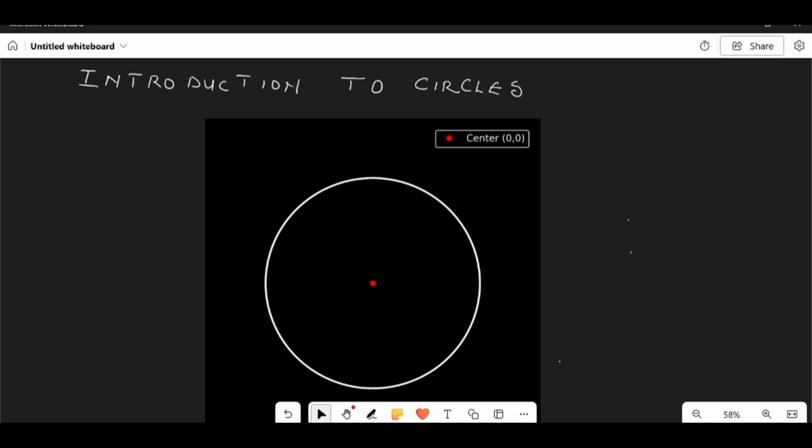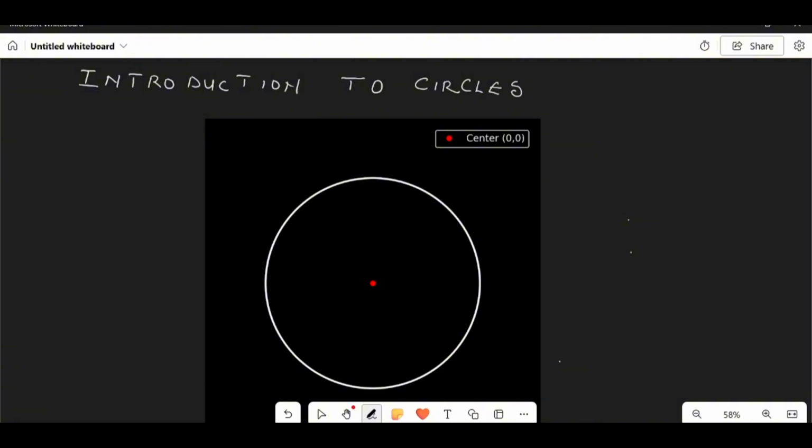Have you ever wondered why wheels are perfectly round, or why plates, coins, and even clocks are circular in shape? Today, we are diving into one of the most important shapes in mathematics, the circle. By the end of this lesson, you will fully understand what a circle is and how to work with its radius, diameter, and circumference.